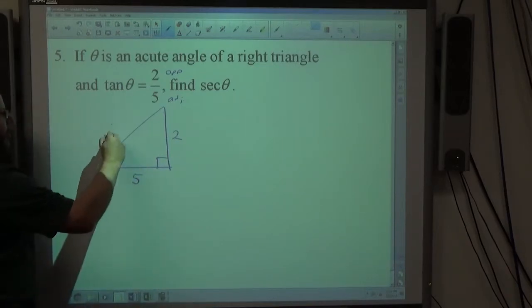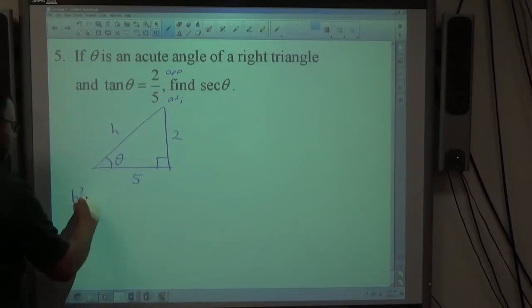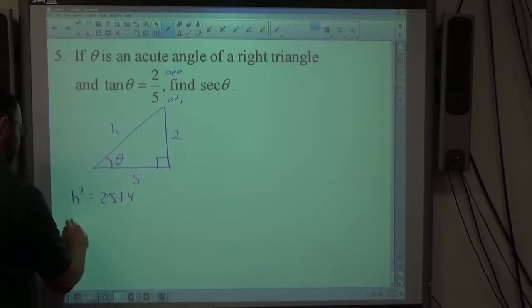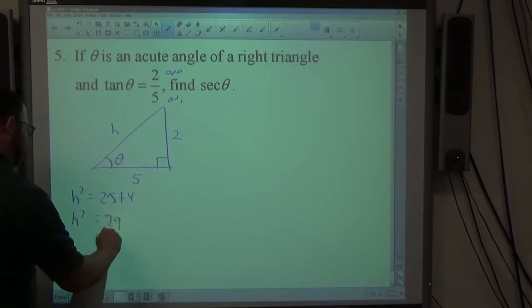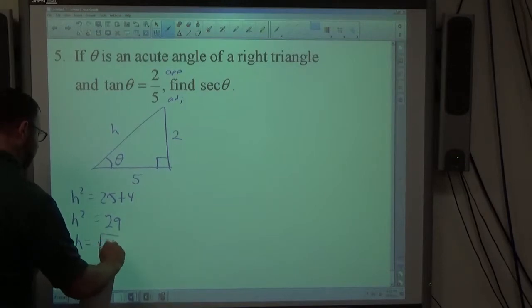The hypotenuse is, by the Pythagorean theorem, h squared is going to be 25 plus 4. So h squared is going to be 29. So h is going to equal the square root of 29.